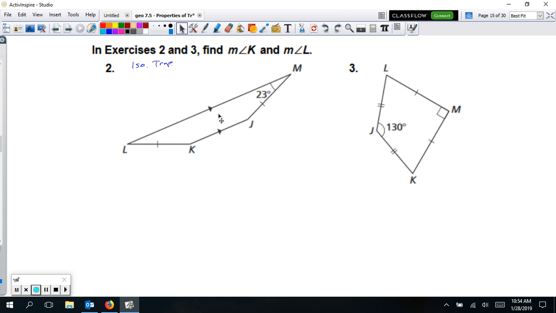So M and L will be congruent. We're trying to find the measure of L. And if we know the measure of M is 23, then we know the measure of L has to also be the same thing. That's 23 as well. So we can just go straight to saying that's 23 degrees for the measure of L.